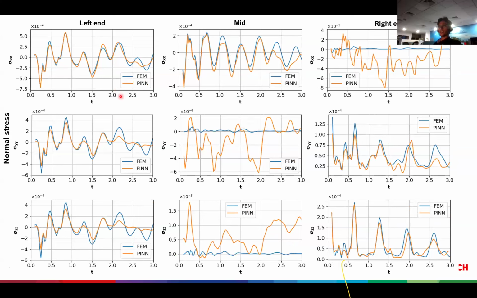And next we see the normal stresses sigma xx, sigma yy, and sigma zz. We can see it's also matching well. But there are some cases where the stress is almost zero, and the prediction is fluctuating around the mean value. This we can observe in some cases.